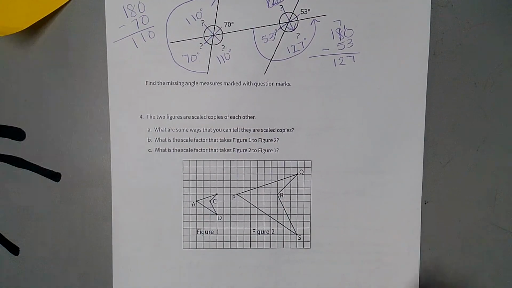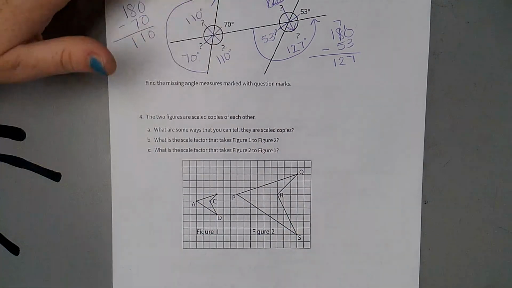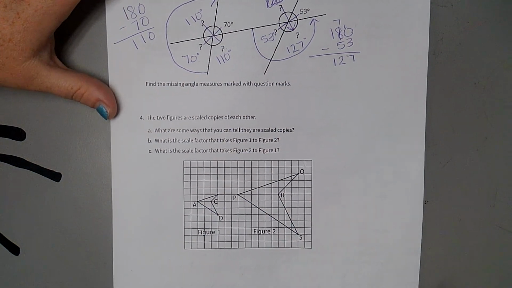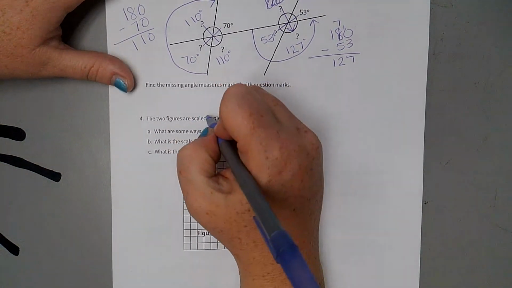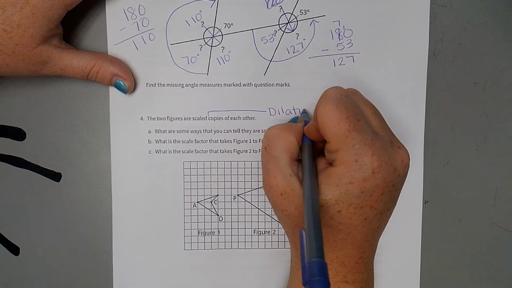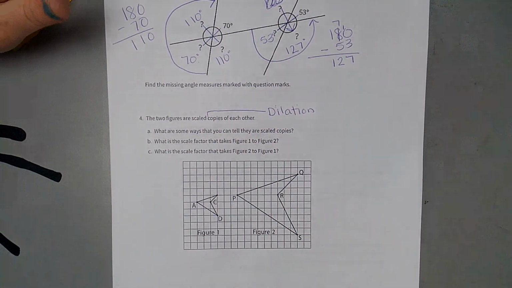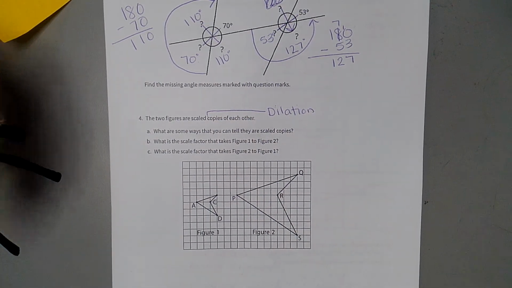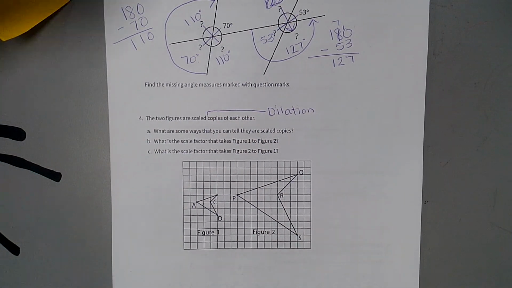Question 4. This is a review from a long time ago. So the 2 figures are scaled copies of each other. Scaled copies, remember, also means there was a dilation. Dilation means your image gets smaller or bigger, or if it's a direct copy, has a dilation of 1, so it stays the same size.